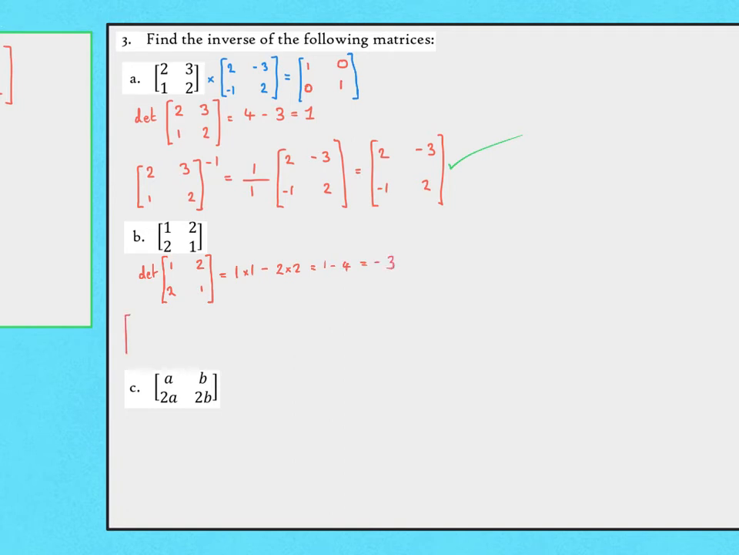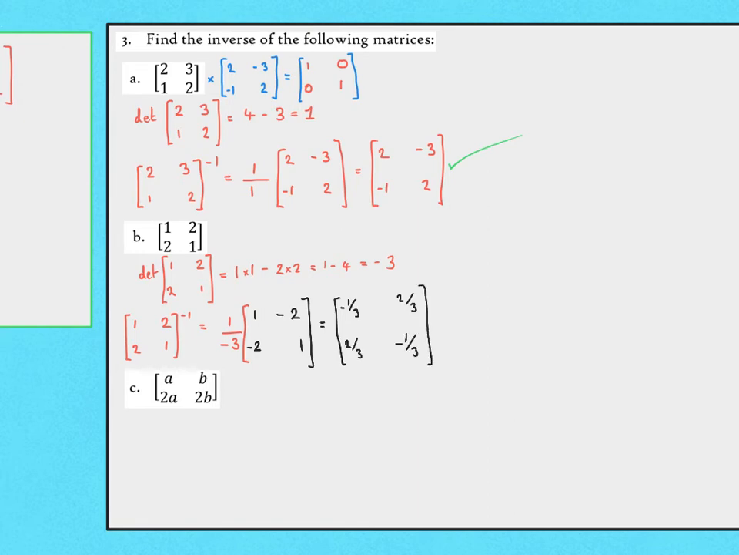So our inverse is equal to 1 over minus 3, and then we swap the 1 and the 1 over. Again, that makes no difference. Then we multiply the other two elements by minus 1, so minus 2 and minus 2, which gives us an inverse equal to, dividing all of the elements now by that determinant, minus 1 over 3, 2 over 3, 2 over 3, and minus 1 over 3.